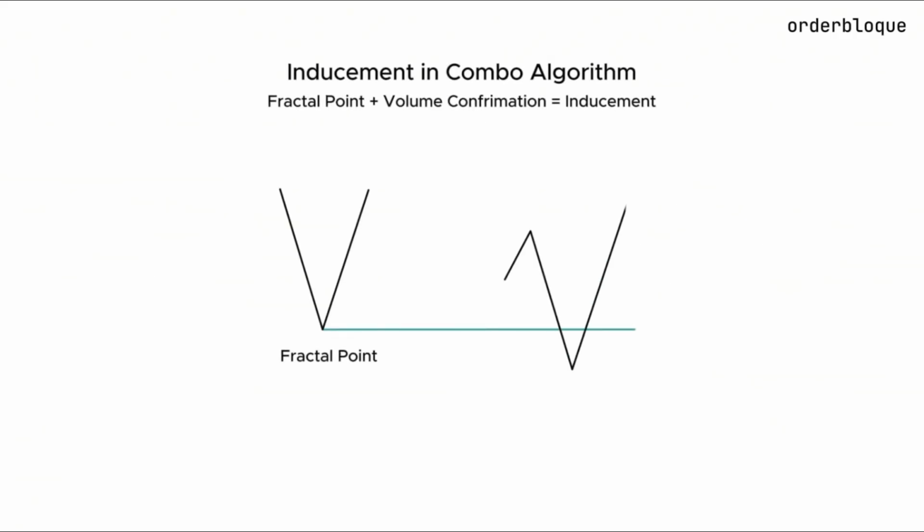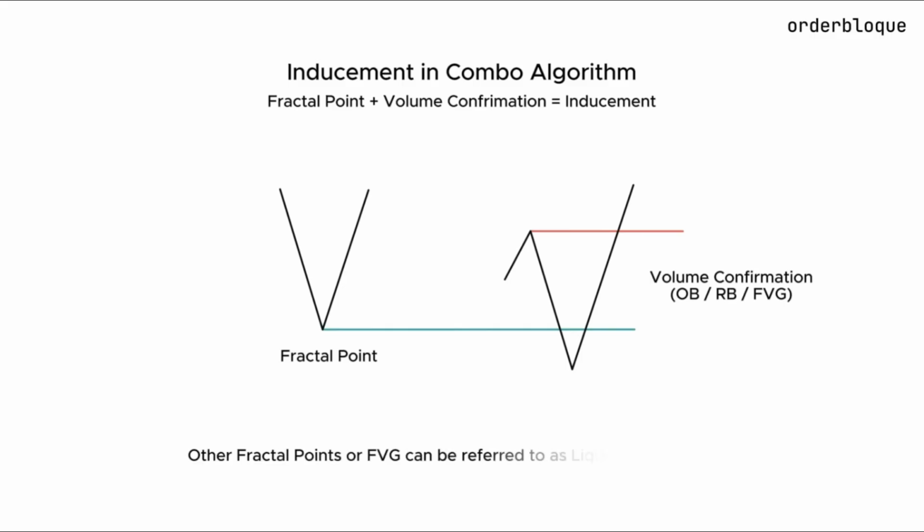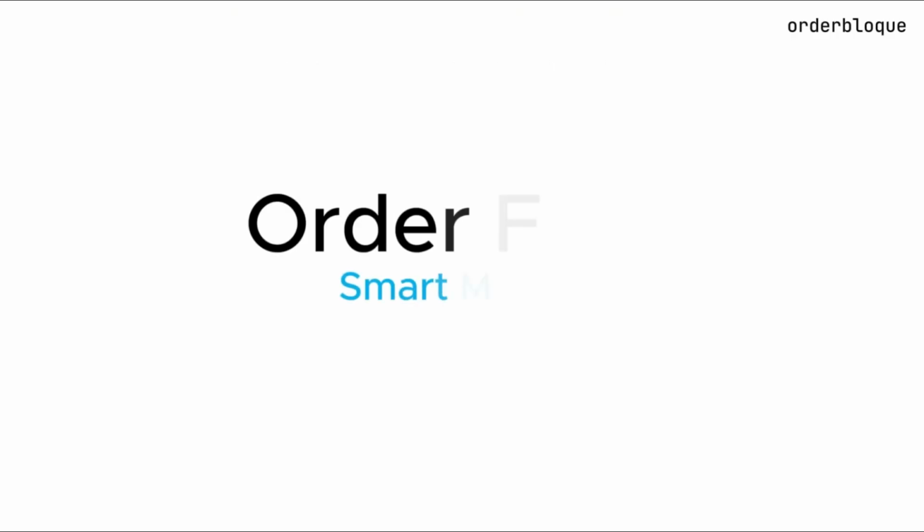Therefore, by analogy in our strategy, we designate inducement only when we want to see or have already seen volume confirmation in the context of a liquidity raid beyond the fractal. Everything else that can potentially provide liquidity to the market can be called liquidity injection, and this will be quite simple and understandable. Order flow in the smart money concept.